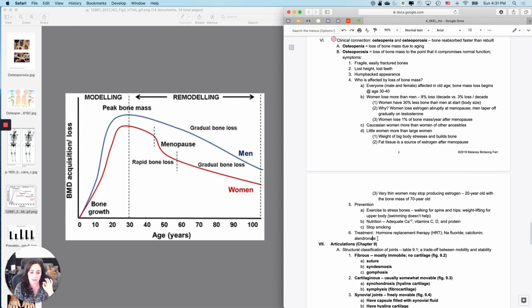Okay, in the next video, we will switch over to chapter 9. We're still going to be talking about bones, but we're really going to be talking about joints. Okay, and that will help us to hook into the next topic, which is going to be the muscular system.